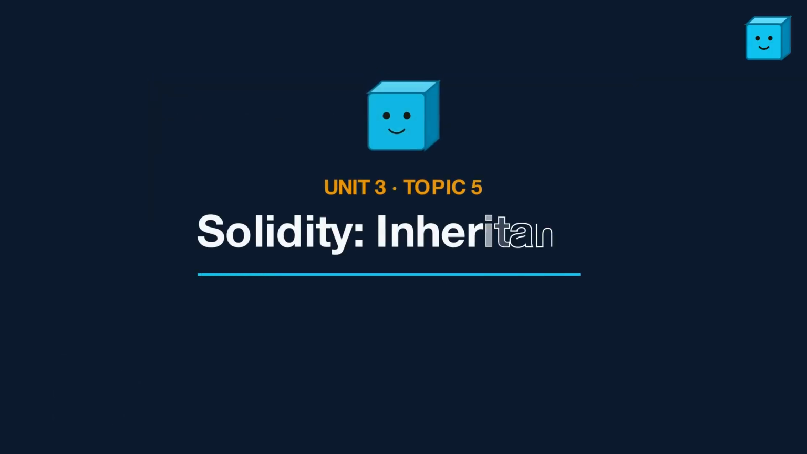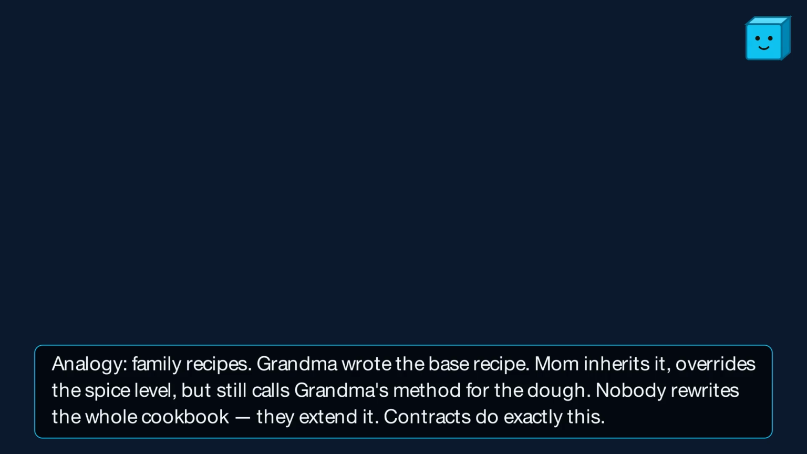Unit 3, Topic 5, Solidity, Inheritance. Analogy, family recipes. Grandma wrote the base recipe, mom inherits it, overrides the spice level, but still calls grandma's method for the dough. Nobody rewrites the whole cookbook, they extend it. Contracts do exactly this.